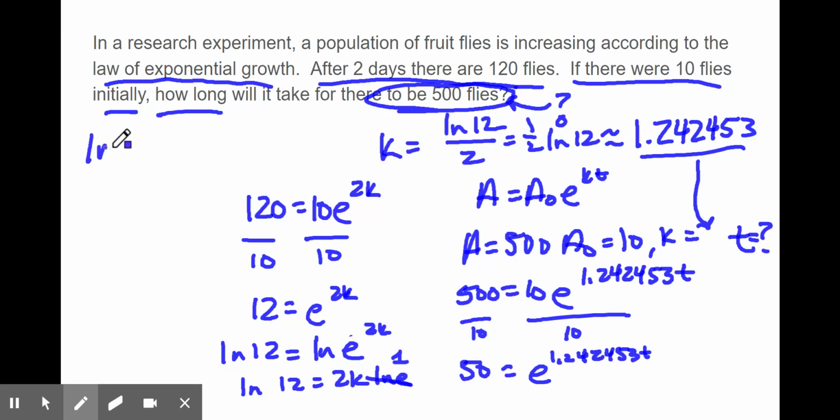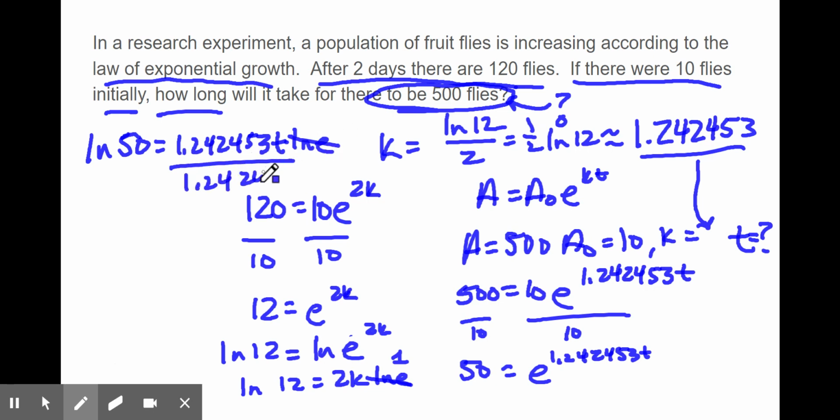So take the ln on both sides. We have ln 50 equals 1.242453t times ln e. ln e is 1. Divide by 1.242453 on both sides.